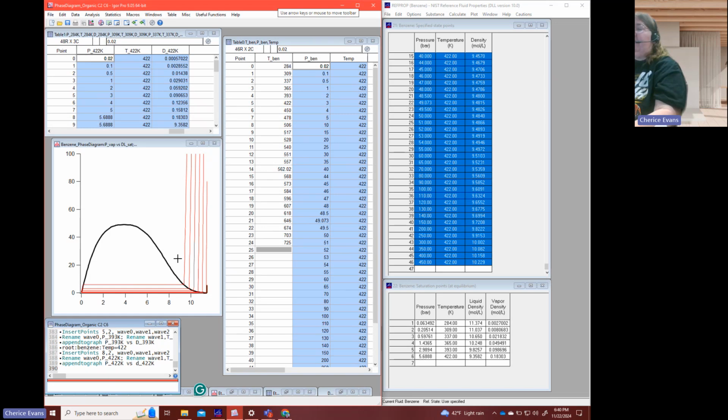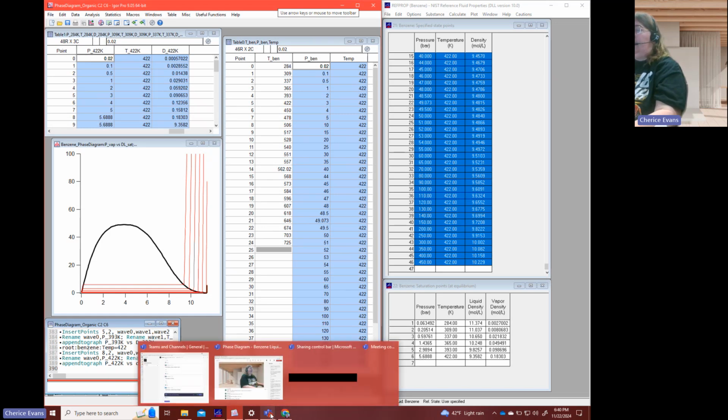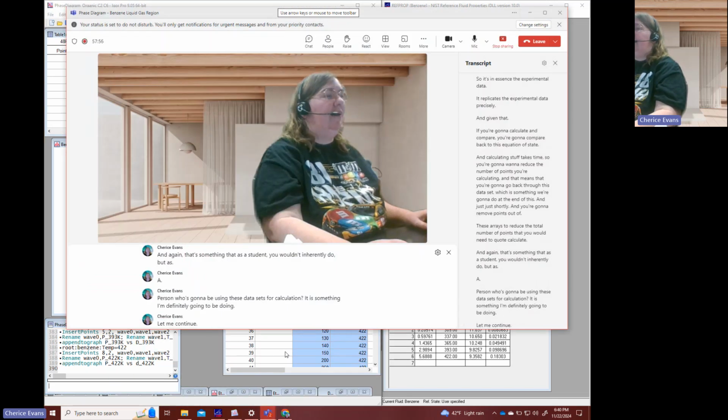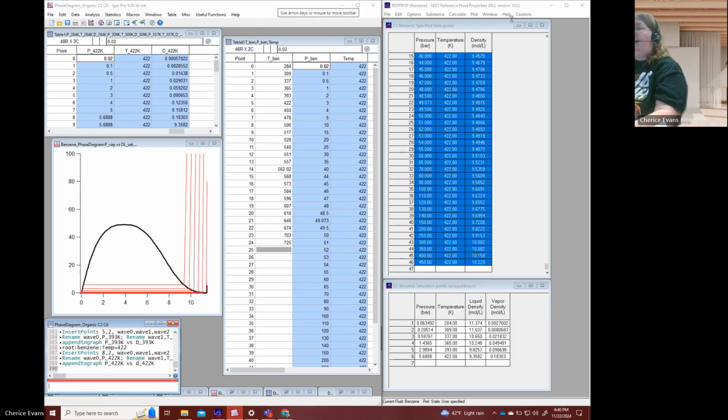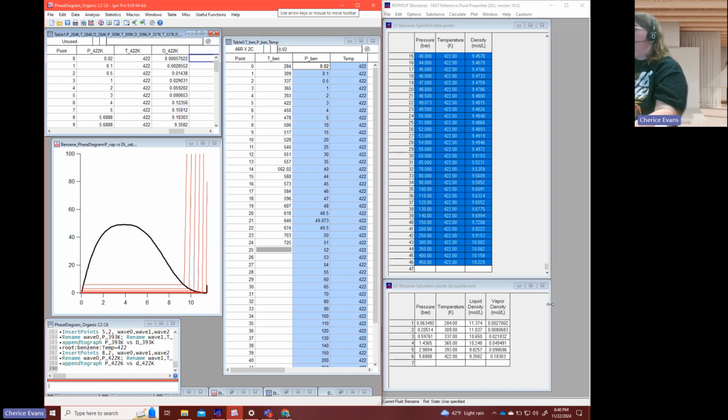So let me continue. Let's see how much time I've been on this. So it's an hour long. So even though I don't tend to like to skip points, I'm going to move on up to plot at 422. I'm going to step us on up to a temperature closer to the critical temperature, say 540, but still below the critical temperature.